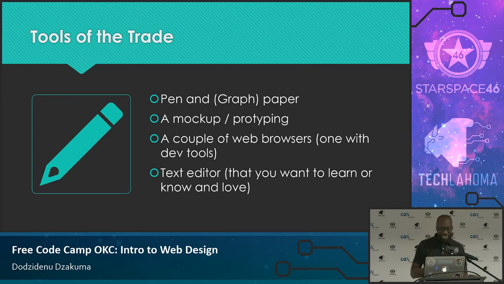And finally, you want a text editor, and you want to find one that you love. I like Sublime Text 3. I don't recommend it for everybody because there's an upfront cost of like $70. It's really good. There are others that are free as well, like Visual Studio Code, Atom. Those are great ones. And they all support the industry very well. You can do web development across all of them.